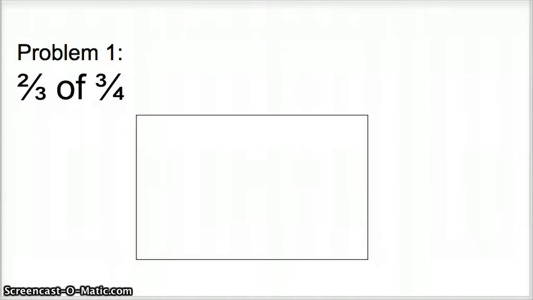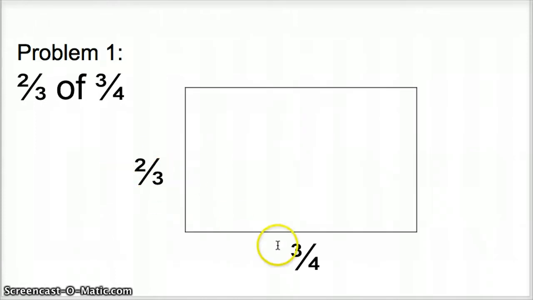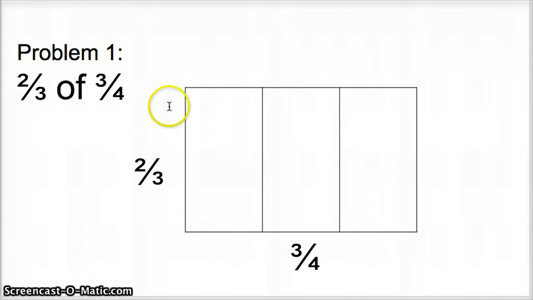So it's always going to start off the same way. You're going to draw a rectangle, and then you're going to label it on the left side and the right side. Again, I have 2/3 and then 3/4. 2/3, so I need to split it into thirds. 2 lines going down vertically, and I have 2 as my numerator, so I need to shade in 2 of them.